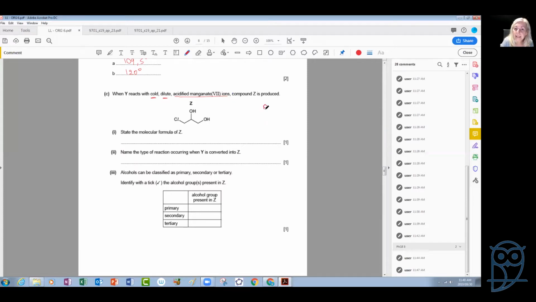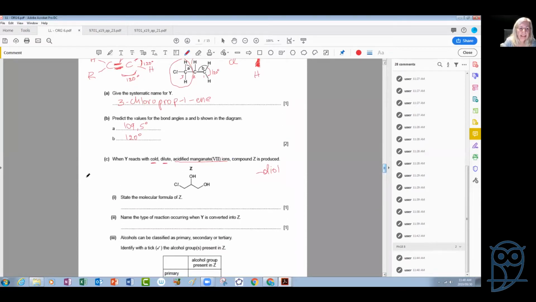It's a diol, we said, which means we have two hydroxy groups, and they give us the product. The compound Z is produced here, and you see the two hydroxy groups. So when Y reacts with so and so, this is the product. State the molecular formula of Z. In other words, we have to say how many carbons, hydrogens, chlorine and oxygens. How many carbons do we have here? We have 1, 2, 3.